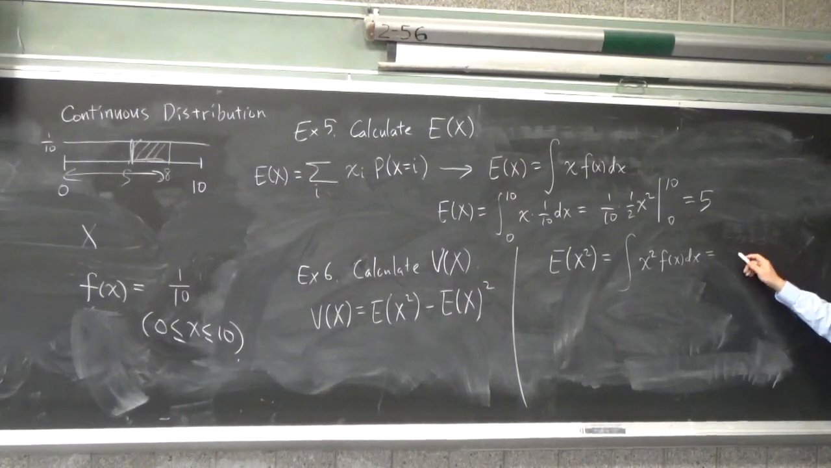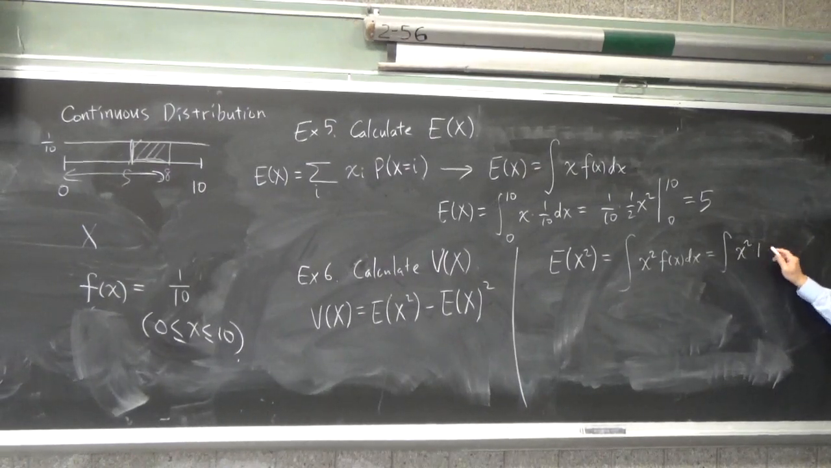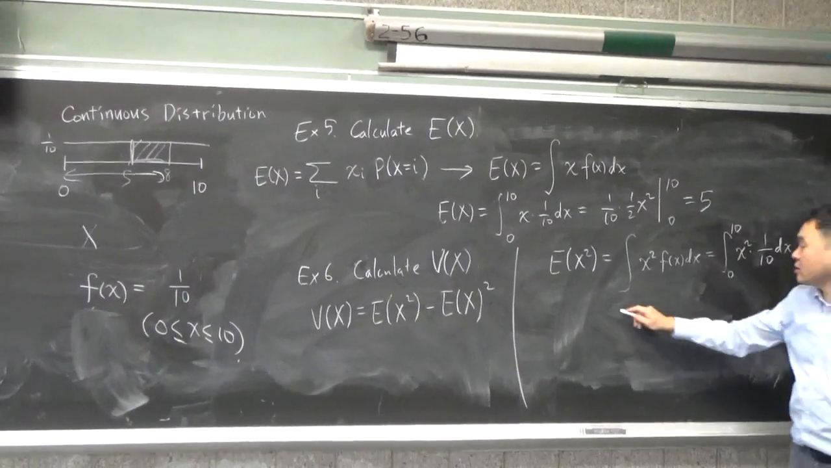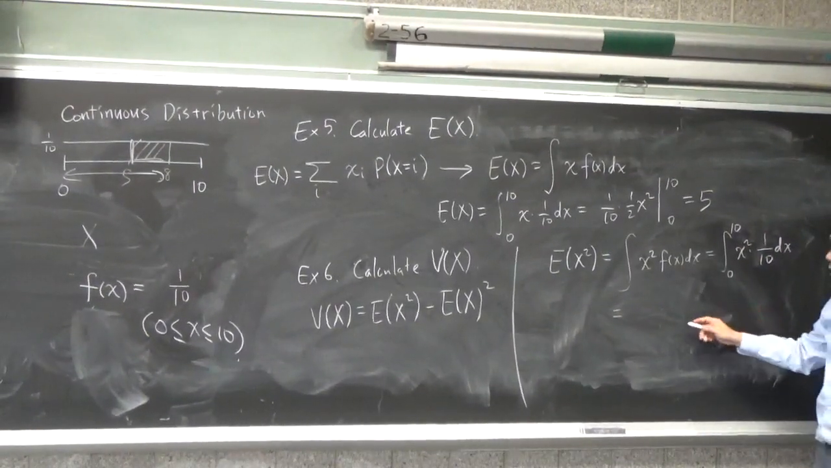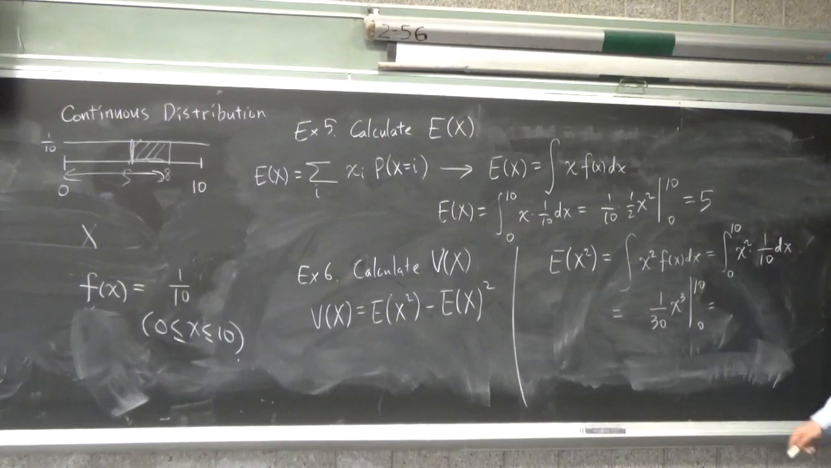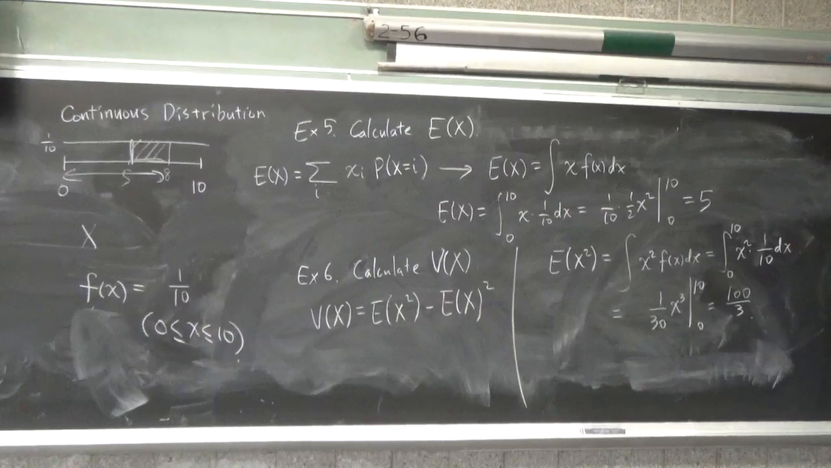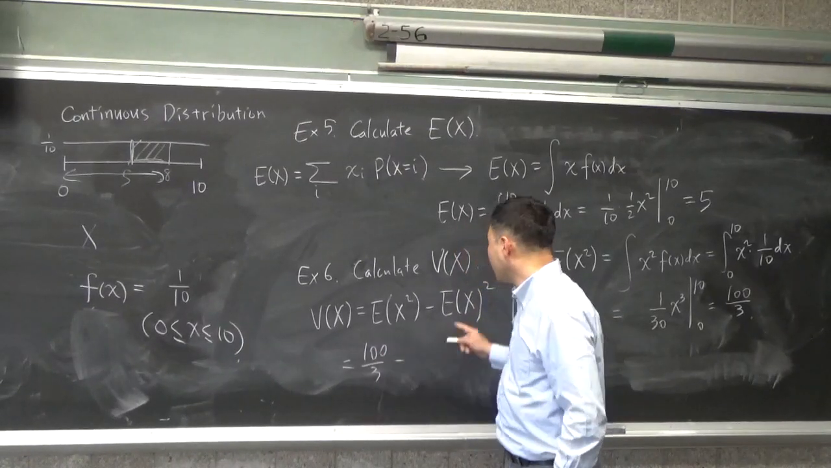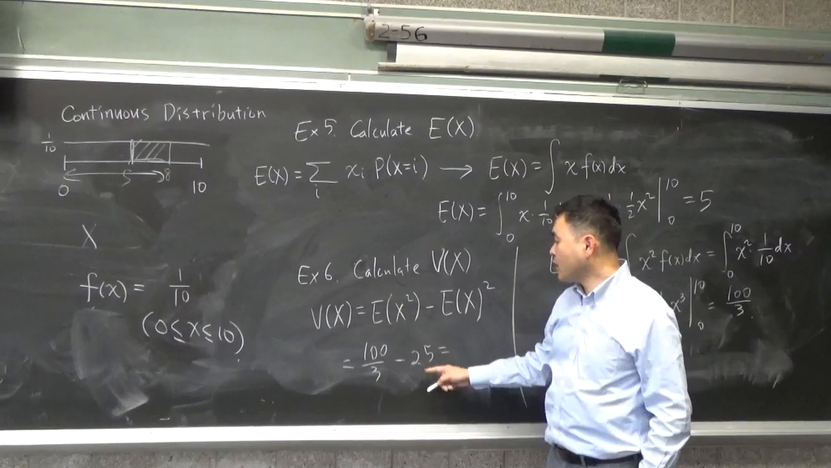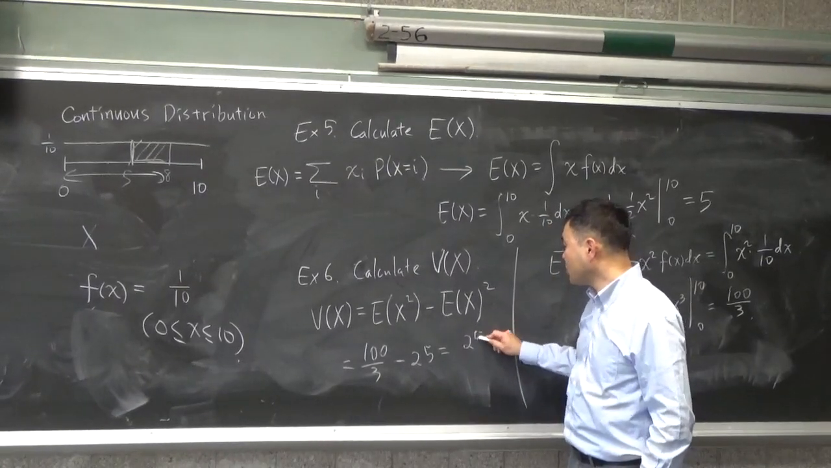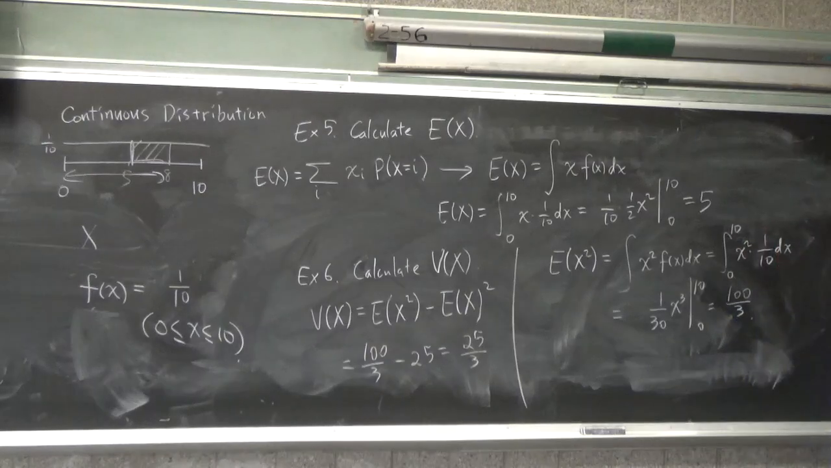Which is, you have the integral of x squared times 1 over 10 dx, and it goes from 0 through 10. That integrates to 1/3 x cubed, so you have 1 over 30 times x cubed, then you plug in 10 and 0. So that's 100 over 3. Therefore, we put it in here, you have 100 over 3 minus 5 squared, which is 25. And 25 can be converted to 75 over 3. 100 minus 75 is 25. So 25 over 3 is the variance.